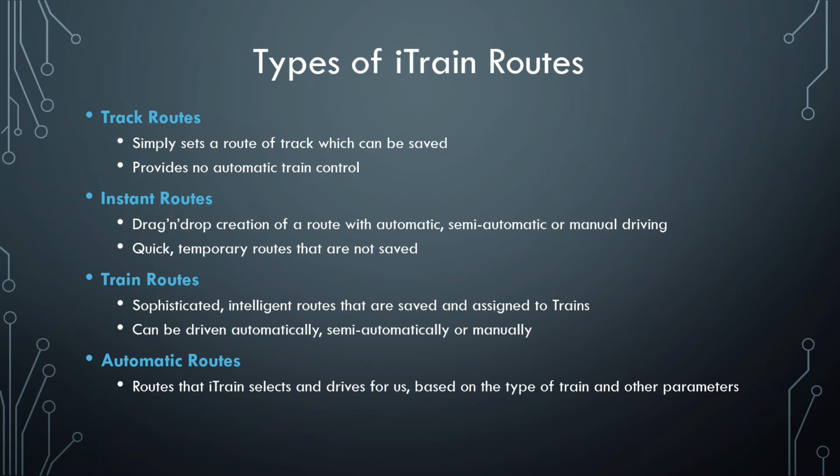The fourth and last type of route in iTrain is called automatic routing. To drive automatically in iTrain, it's not necessary to create a route and attach it to a train like with train routes. We can also let iTrain find a route automatically based on the train type, the settings in the stations and other parameters, and let iTrain drive the train more or less randomly. We will cover automatic routing in a future tutorial.